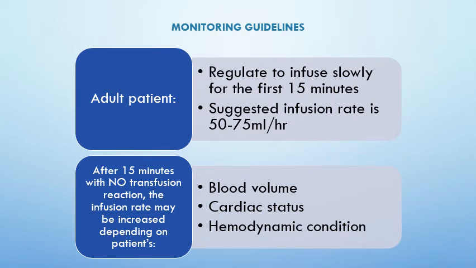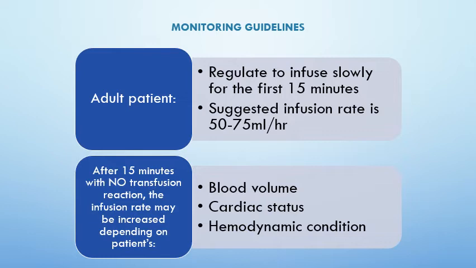There is no hard policy on rate of infusion. For your adult patients, you want to regulate to infuse slowly for the first 15 minutes. Your suggested infusion rate during this 15-minute time frame is 50 to 75 milliliters per hour. This is because, again, most transfusion reactions occur in the first 15 minutes. The more blood the patient gets before the reaction occurs, the worse the reaction generally is.